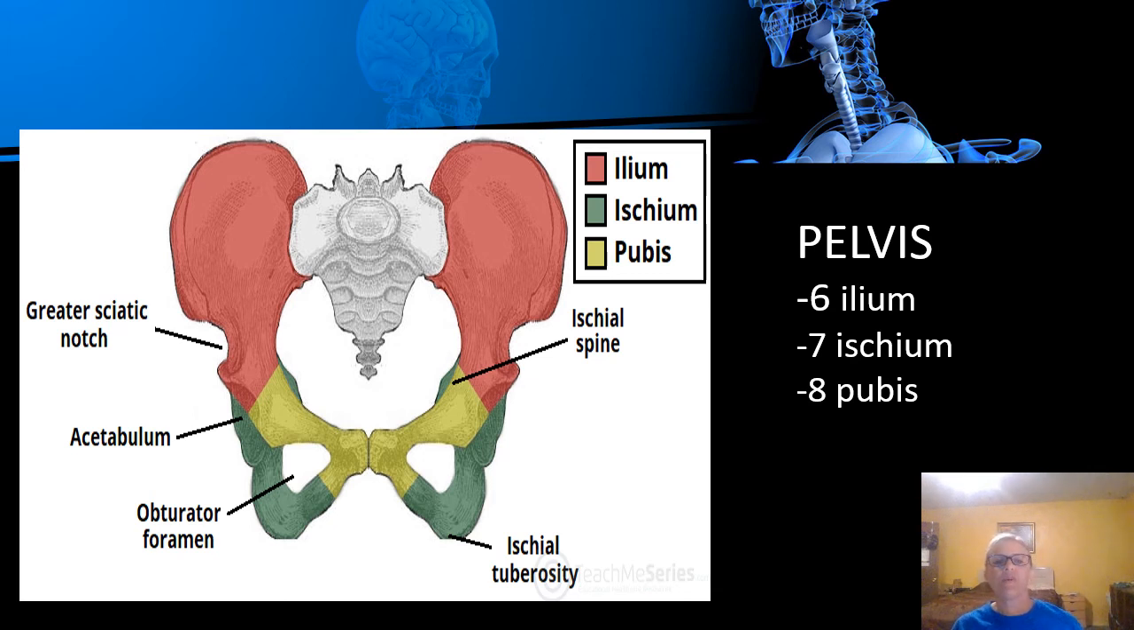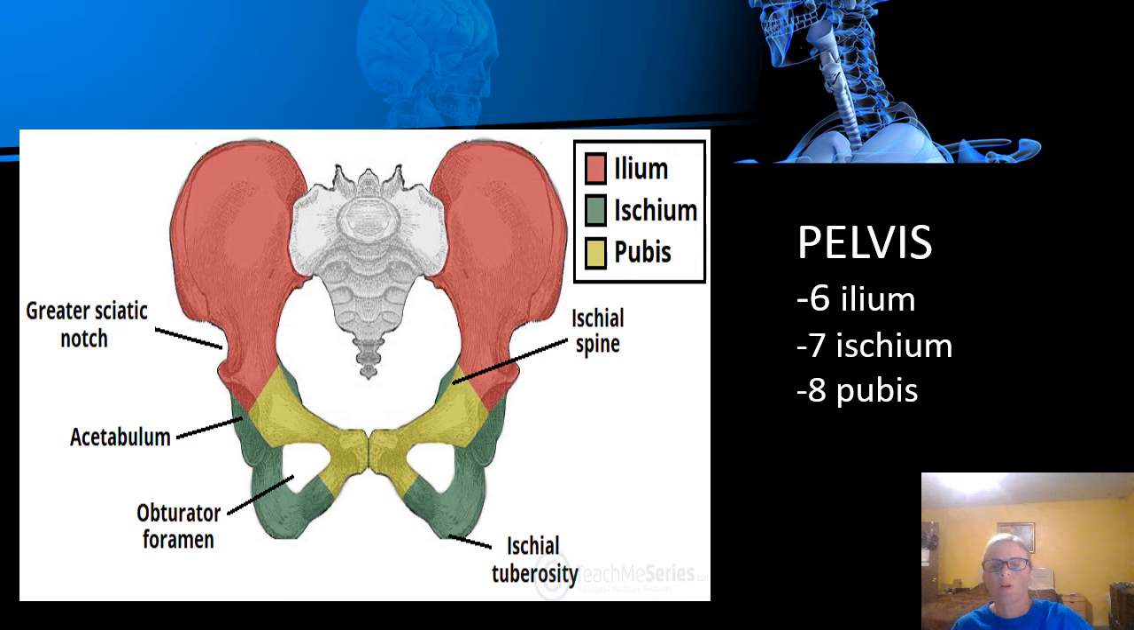And so you can see here in red, we have the ilium, and we're going to learn some features on the ilium. If you feel your hip on the front, this is what you're going to feel. Okay, that's your hip. And then we have the ischium, which is this green portion down here, okay? And then the pubis here, all right?